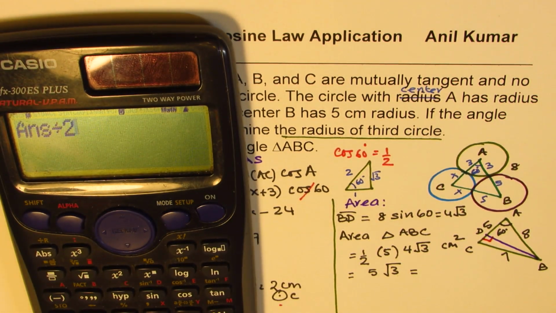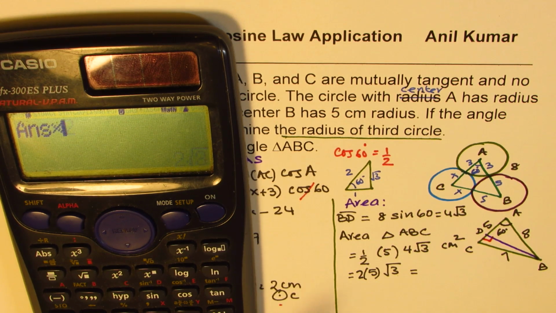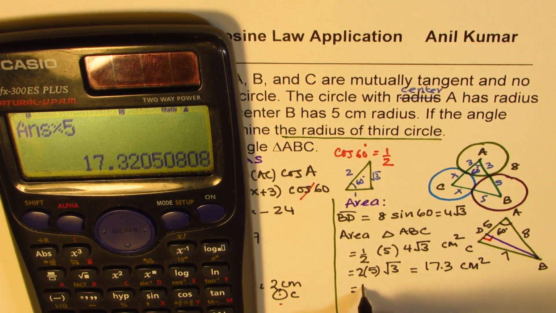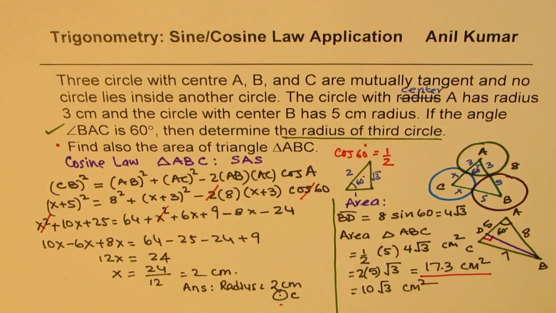So basically 4 square root 3 I already have in my calculator. I'm going to divide this by 2. So we get 2 square root 3 and we'll multiply by 5. So 10 square root 3, or in decimals, it is 17.3 centimeters square. Or you could write 10 square root 3. Perfect. So either way. So that is how you find the area of the triangle.